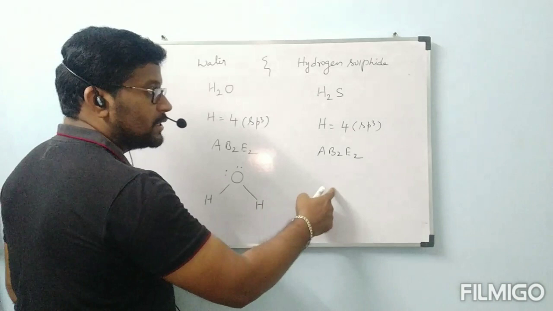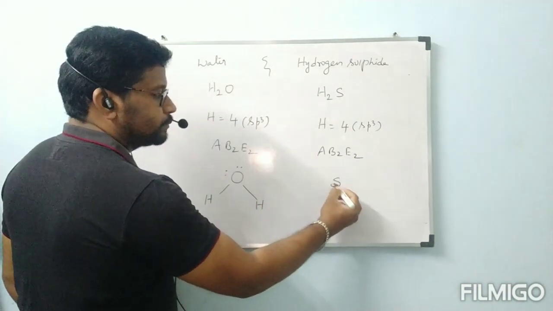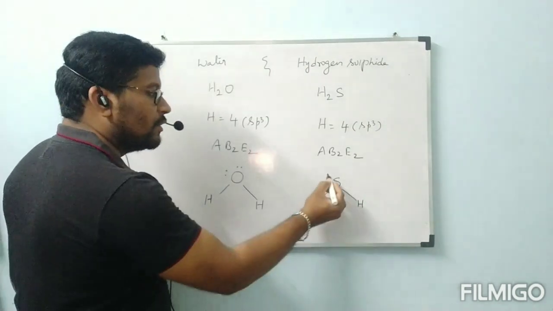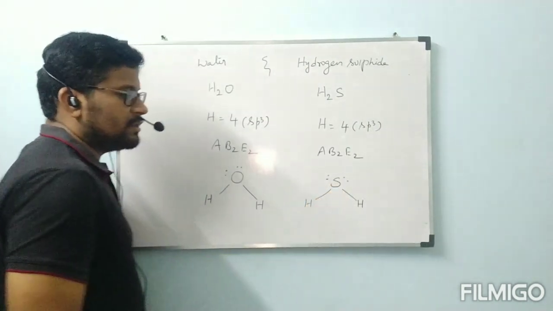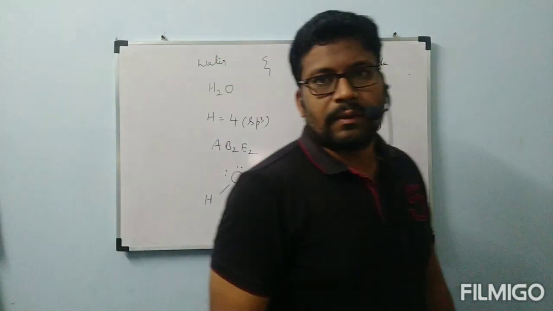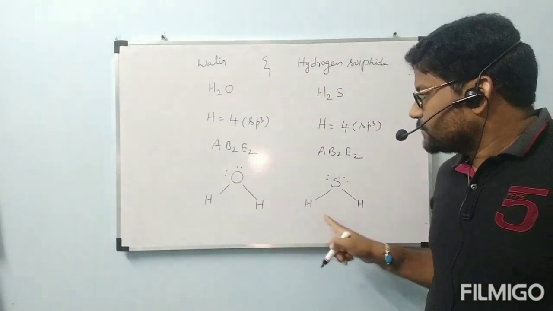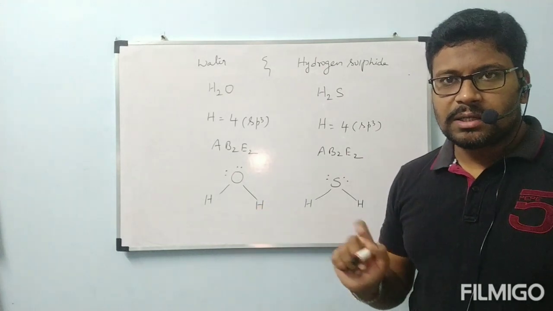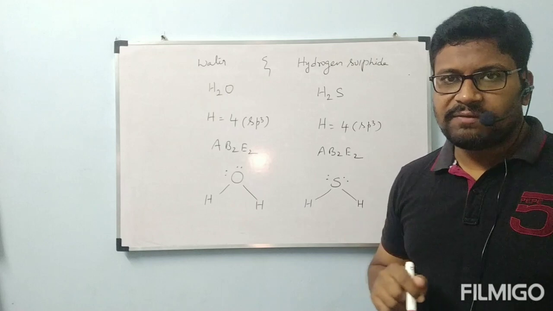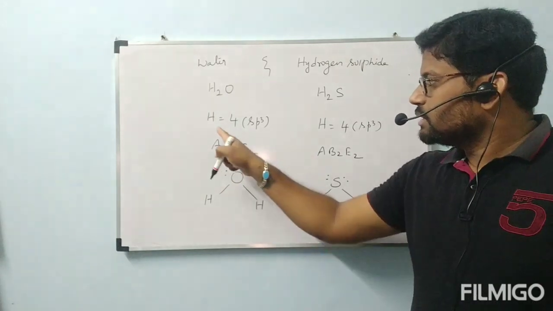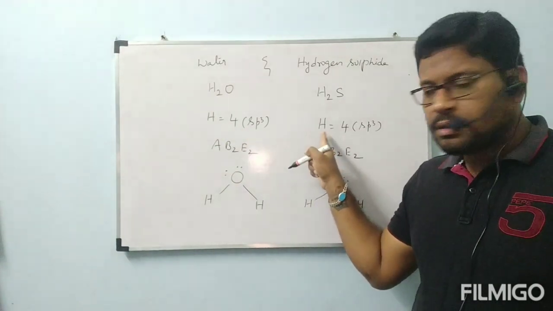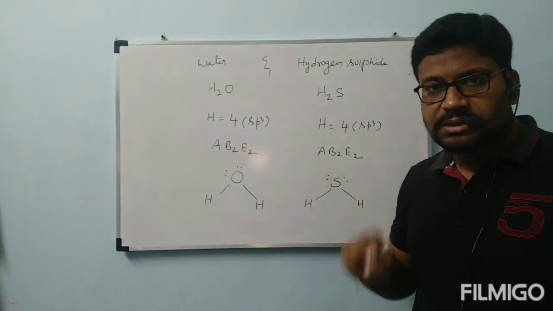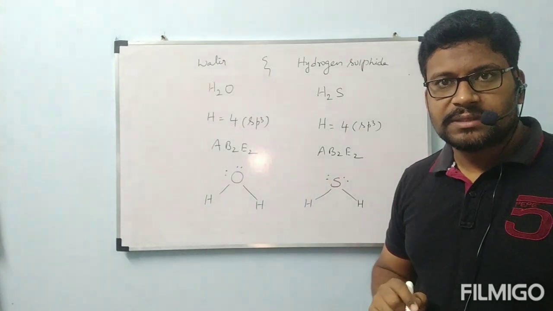Same like that, H2S has an inverted V shape or bent shape with 2 lone pairs present on sulfur. Observe the two molecules: H2O, water, and H2S, hydrogen sulfide. They have the same hybridization. They come under the same model, AB2E2. The shapes are also the same.